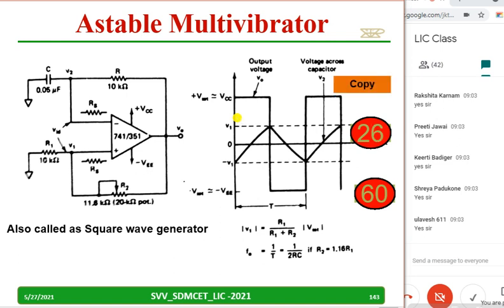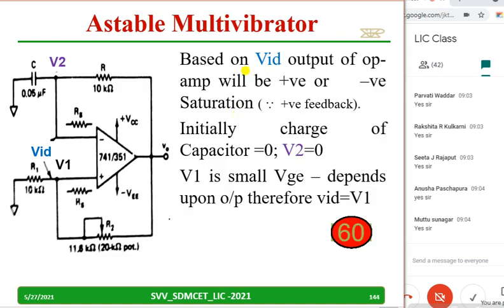Now try to understand. The concept is very simple. Based on VID, some voltage will be there. Please try to observe carefully. I have made a different color so that you can identify very easily. No need to search. Based on the VID, as we have positive feedback here, the op amp will be either plus VSAT or minus V saturation.